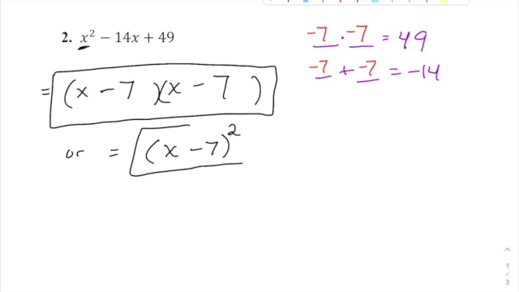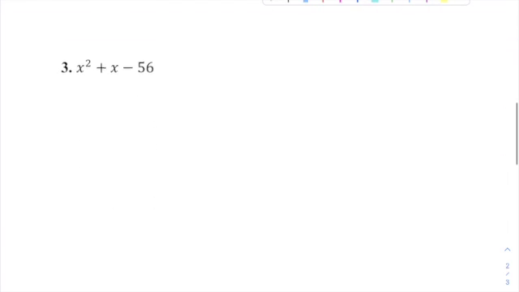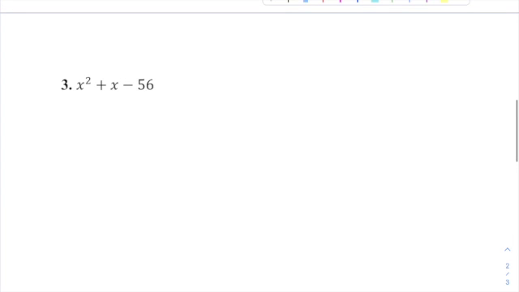It's a little bit of a more professional way to write that answer, and you all want to be professional mathematicians, right? So x minus 7 squared. This is what we call a perfect square trinomial because it was found by doing x minus 7 squared. Okay, just see a couple more, and that's really it though. It's just that pattern of coming up with those two numbers.